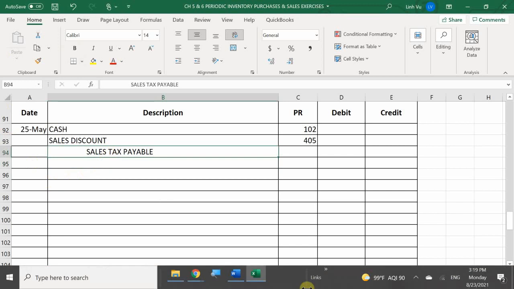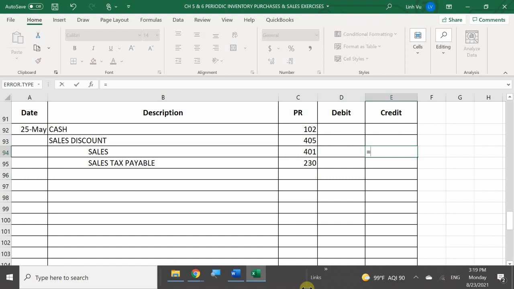So good. This was supposed to be sales, sorry. So sales and sales tax payable. Sales is 401, sales tax payable is 230. All right, let's start with the very first thing here. What was my original sales? How many cups did I sell? 175. And what was the original selling price?